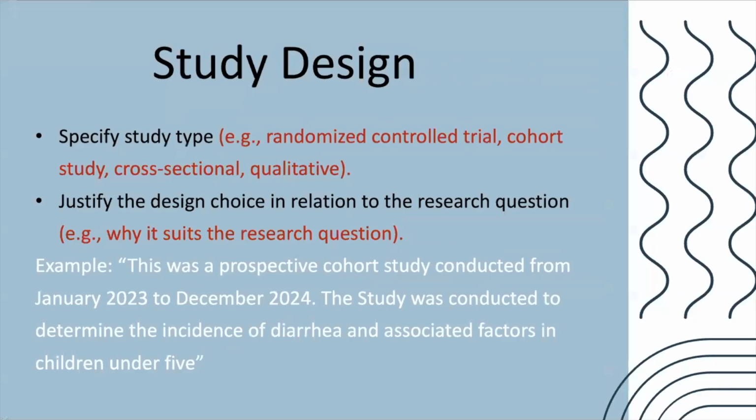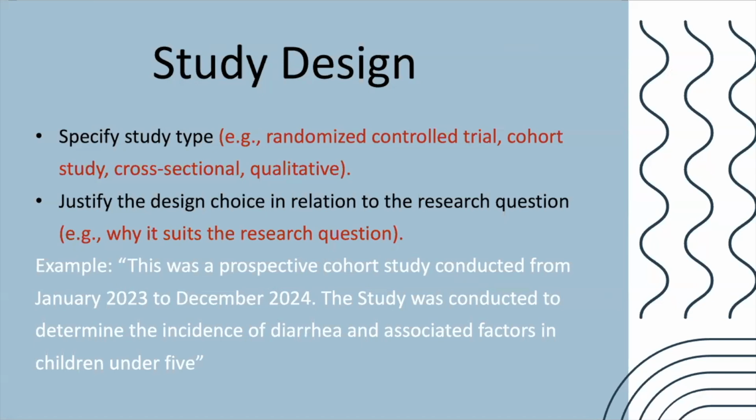Starting with study design, it's super important to specify what type of study you're conducting, whether it's a randomized controlled trial, a cohort study, or perhaps a cross-sectional one. And remember, you have to justify your choice. For example, if you're looking into the incidence of diarrhea in children under 5, a prospective cohort study can provide the timeline and data you need.